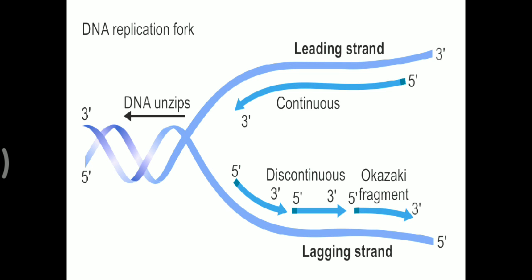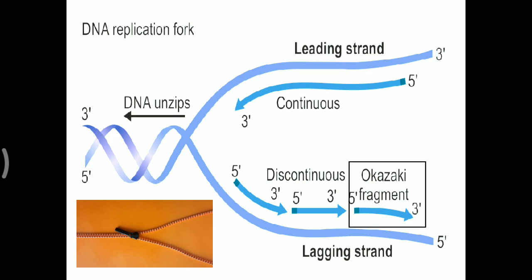So that shows how exactly leading and lagging strand formation occurs. Again, the leading strand is formed continuously, while the lagging strand is formed in fragments, and these fragments are called Okazaki fragments. Now this is compared with unzipping. Here is the picture of a zip, so you can simply remember that replication is also compared with the DNA unzipping.